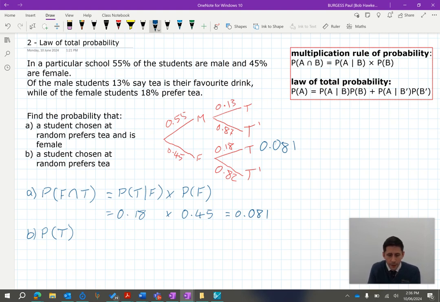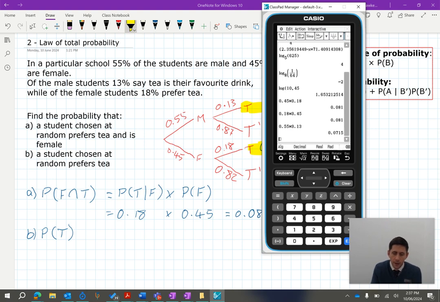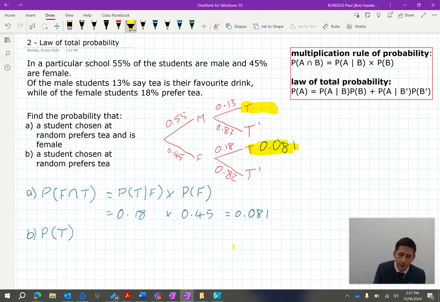To the tree diagram then, we want to know the probability that I randomly choose someone and they prefer T. So the people that we're interested in are the people at the end of this branch here, and then you could also be male and prefer T. So it's that bit there that we're interested in. I've already worked out that it's 0.081 along that set of branches, and to get the number on the top set of branches, we've just got to do 0.55 times 0.13. I'll just quickly do that, 0.55 times 0.13. 0.0715 is what I get.